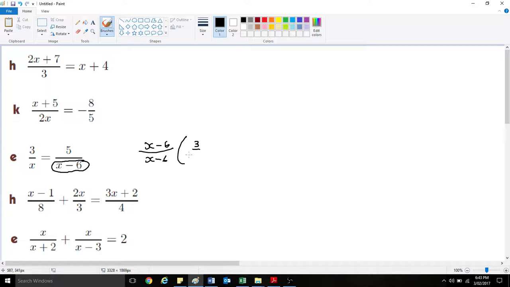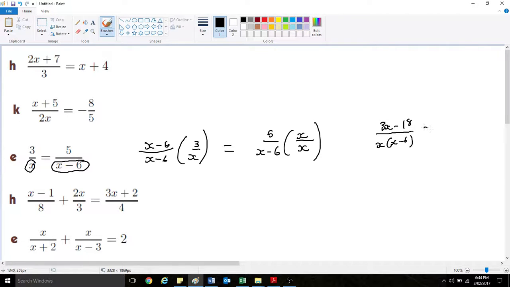So we have x take 6 on x take 6 times 3 on x. And this is equal to 5 on x take 6. And we're going to multiply this side by 1 as well, because it's going to stay the same, but we're going to multiply it by x on x. Okay, we're multiplying it by the opposite side's denominator. So we're multiplying by x on x. And now we can see if we expand this, we're going to have 3x take 18 at the top, on top of x times x take 6 is equal to 5x on top of x times x take 6.